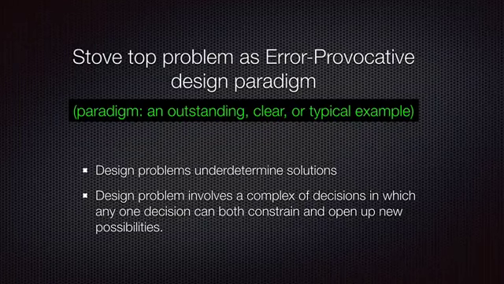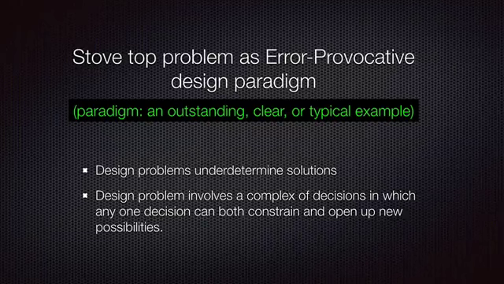And a design problem involves a complex of decisions in which any one decision can both constrain and open up new possibilities. So by making one decision about which knob is going to connect to another burner, that also opens up or constrains decisions about other aspects of the design. So if the left outside knob controls the front, then you might want to say, well, doesn't that in some way intuitively constrain the right outside to the right front? But that's not necessarily the case. Again, that's an intuitive leap, but it's also a value judgment by the engineer. It's an engineering decision. It's a design decision.